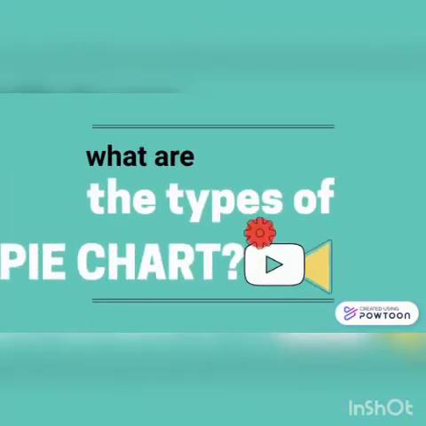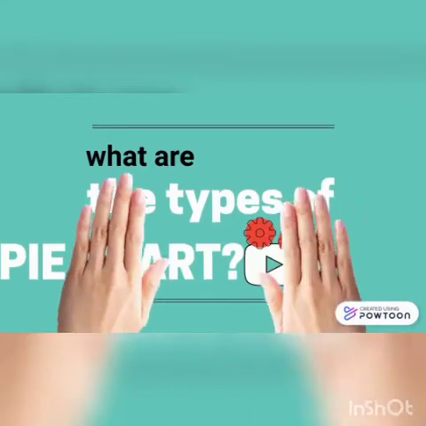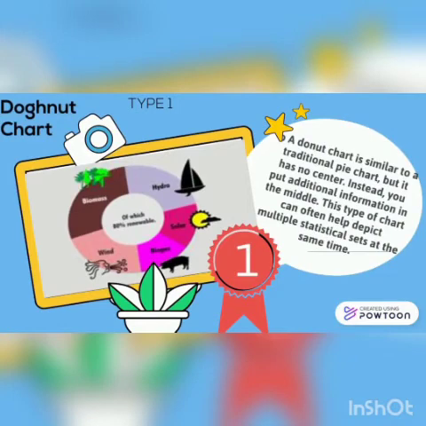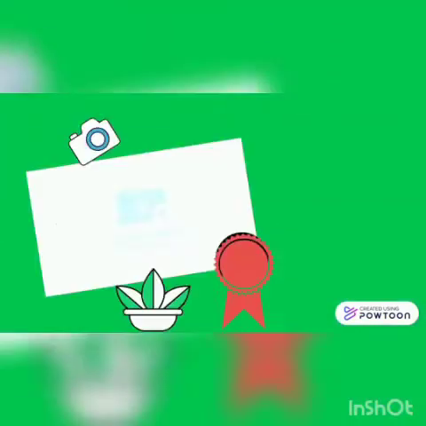What are the types of pie chart? Okay, what is that? Type 1, donut chart. A donut chart is similar to a traditional pie chart, but it has no center. Instead, you put additional information in the middle. This type of chart can often help depict multiple statistical sets of data.